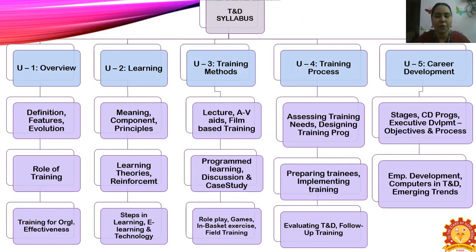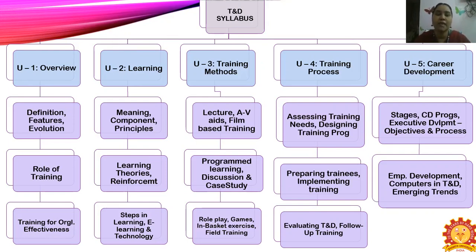So we see here that unit 1 is going to comprise of the overview of training. So it is going to comprise of definition, the features, evolution of training, then the role of training, and training for the organizational efficacy. Then Unit 2 is going to talk about learning. So, what is the role of learning while undergoing a training program? So, the meaning of learning, the components of learning, what are the different principles of learning, then the theories under which learning evolved, and the reinforcement concepts and the steps in the process of learning, and the impact of e-learning and technology.